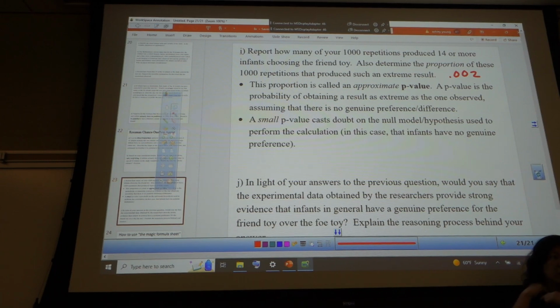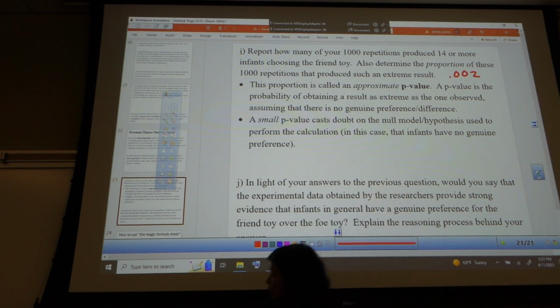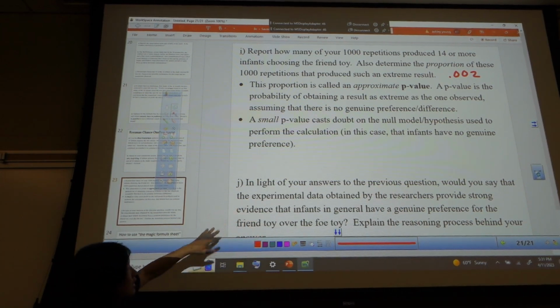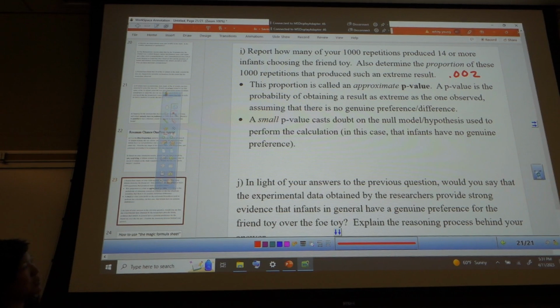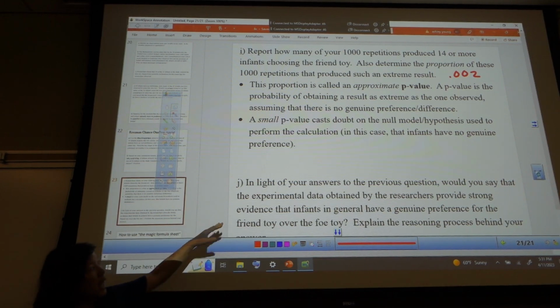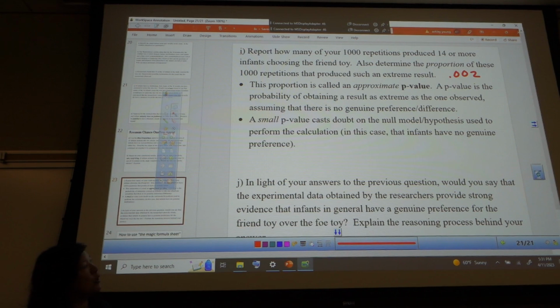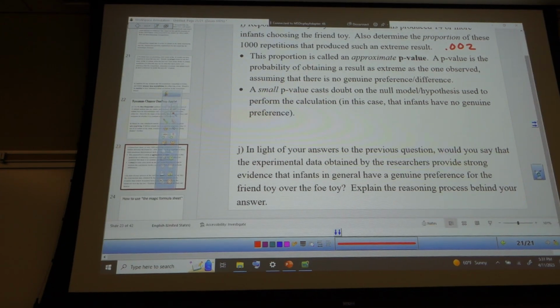Is this making more sense for folks or not? Should I say it again? Okay, so in light of this, would you say that the experimental data observed by researchers provides strong evidence that they have a general preference for the friend over the foe toy, or not very strong evidence? So what do you think? I'll give you 15 to 30 seconds to check in with your neighbors. Did we end up getting strong evidence that there's a preference, or not very strong evidence? What was the result of 14 out of 16? Is that strong evidence or not?